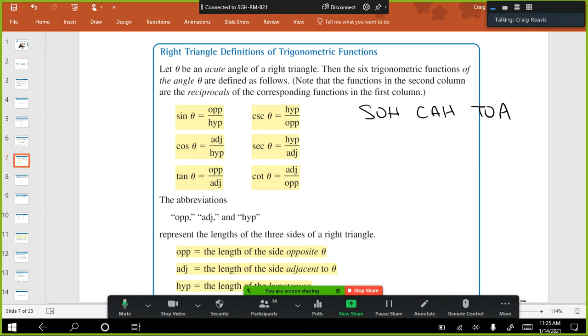So as long as you can remember that sine is connected to cosecant, you still just need to know this SOHCAHTOA, because if you know sine, then you know cosecant, I just got to flip it around. If I know the cosine, I know the secant, I just need to flip it around. Tangent, cotangent, flip it around. Okay?